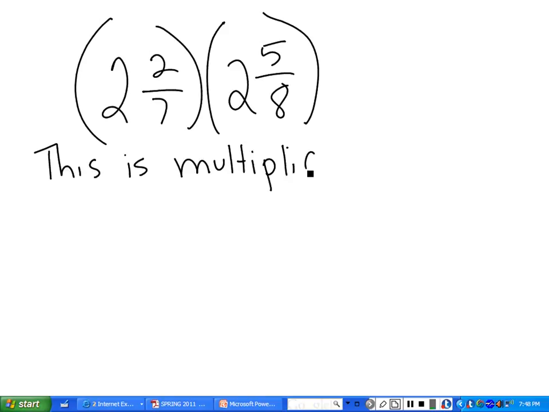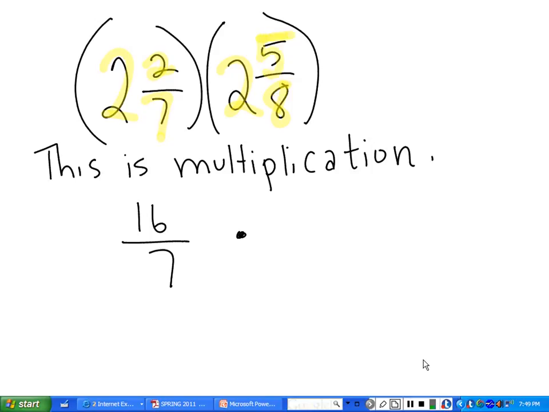So we're going to proceed as we normally do with multiplication. So let's just first change it to an improper fraction. We have this 2 times 7 here, which gives us the 14. And then we're going to add the 2 to that. That's going to give us the 16 over 7 times. And then we're going to multiply the 2 times the 8 here and get 16, and we're going to add this 5 and get 21 over 8.